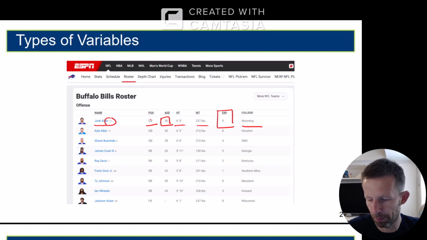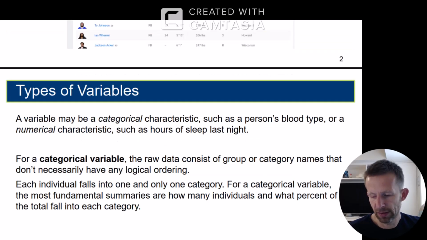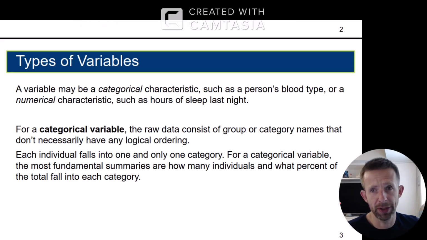So for example, position, you have different positions, quarterback, running back, etc. And when we analyze something like position, we're going to analyze it differently than something like age. So the first type of variable we're going to be looking at is a categorical variable, which describes different categories.